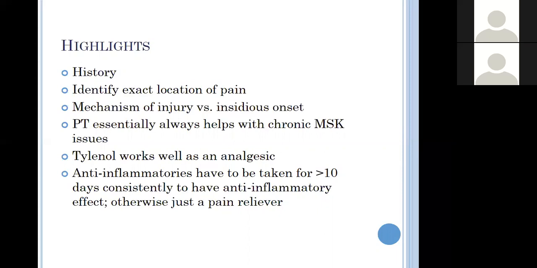PT always helps with chronic stuff, so please send them and work on hip and VMO strengthening. Tylenol really does work well for arthritis and as an analgesic. And again, anti-inflammatories have to be taken for 10 days or more to have the anti-inflammatory component. So if they're just taking naproxen once or twice a week, and they have arthritis and a knee effusion, that's not going to help. Make sure they take it consistently for usually 14 days and then as needed after that. And then if they flare again, 2 weeks at a time, and then PRN after that.